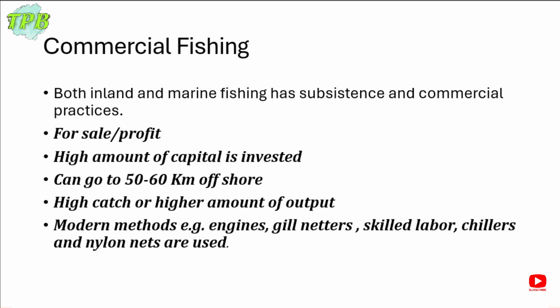So whatever the catch amount is, it is going to be sold and not consumed by the fishermen. The capital involved in this type of fishing is very high because the labor is trained and the boats are highly equipped. The fishermen can go 50 to 60 kilometers offshore in deep sea. The amount of output is very high and it is in tons. These fishermen use modern methods with engines, well-equipped boats, gill netters, skilled labor.